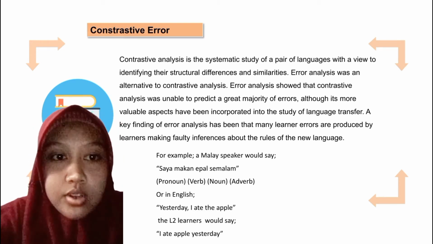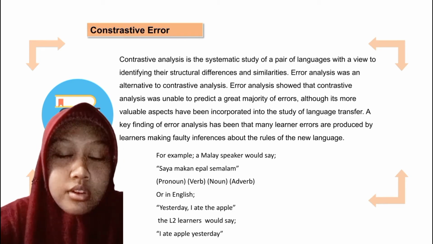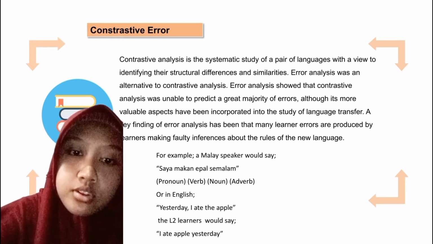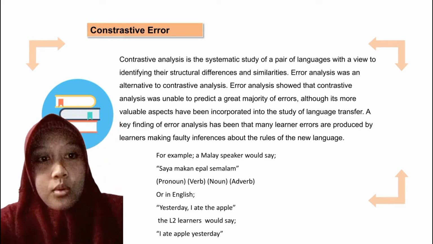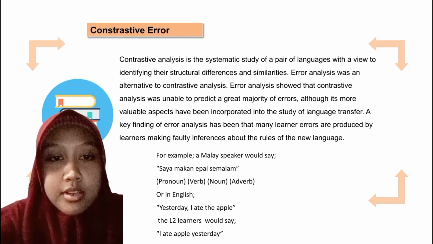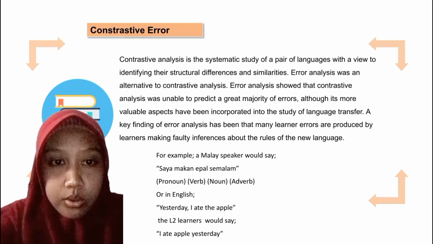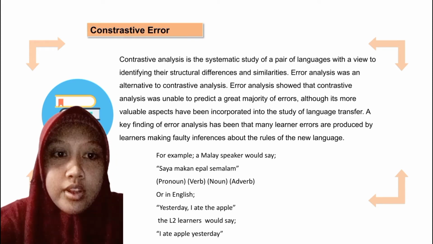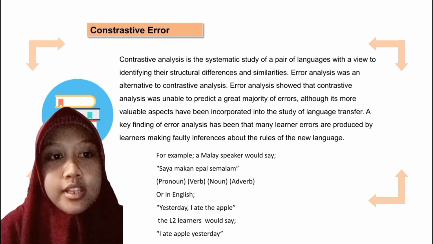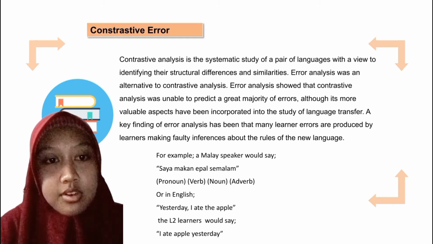Error analysis was an alternative to contrastive analysis. Error analysis showed that contrastive analysis was unable to predict a great majority of errors, although its more valuable aspects have been incorporated into the study of language transfer.